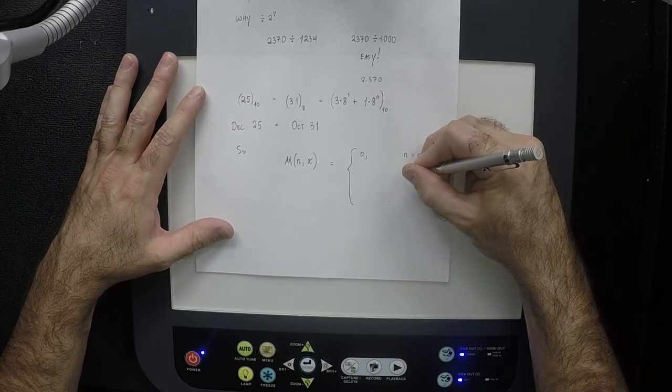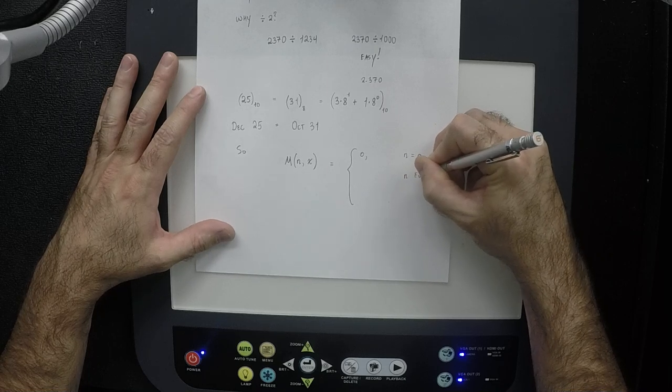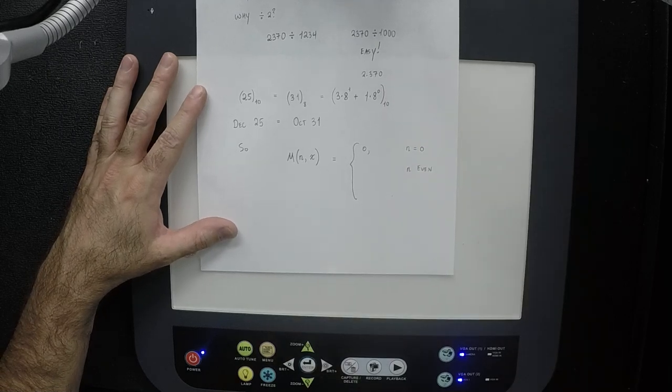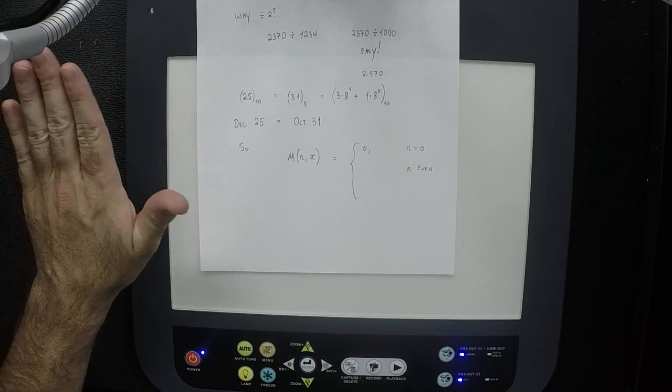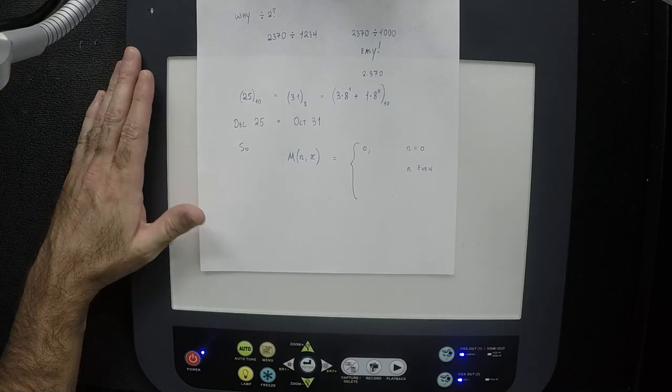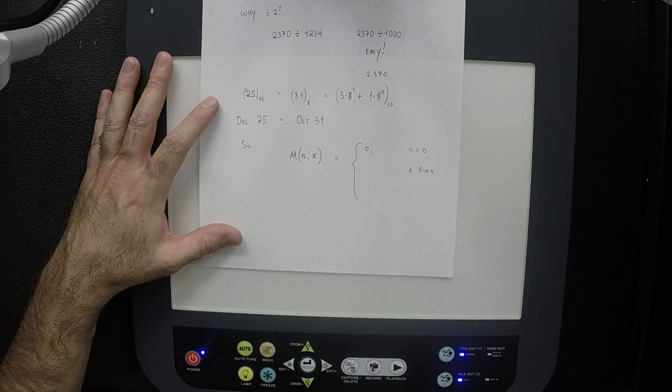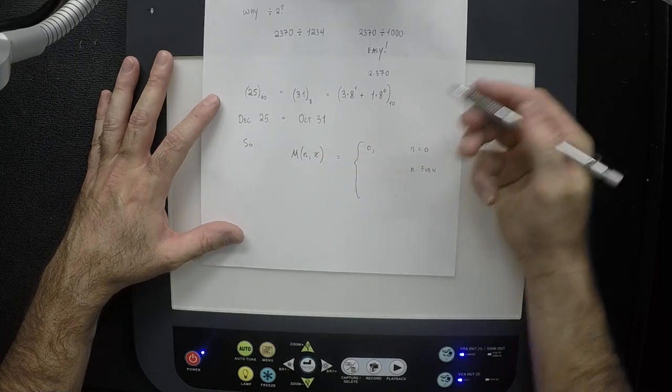So one case is when n is even. That is to say that when you divide it by 2, there's no remainder. What is the computation you have to do?